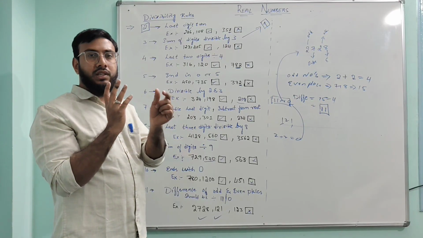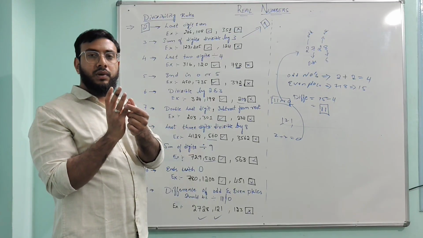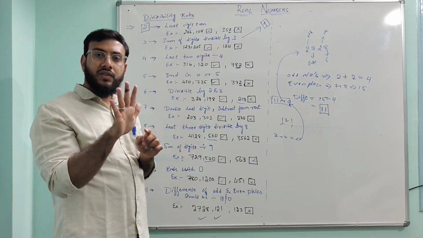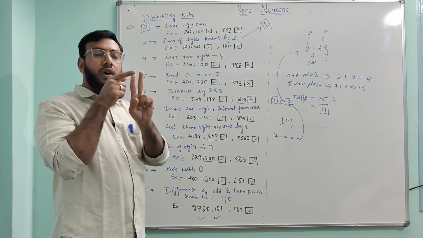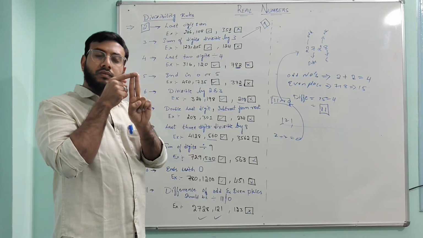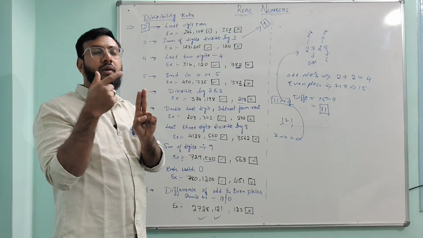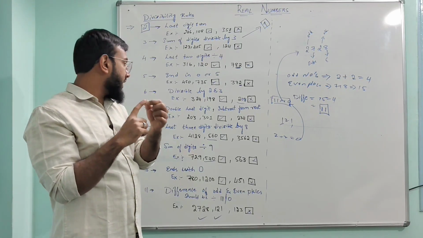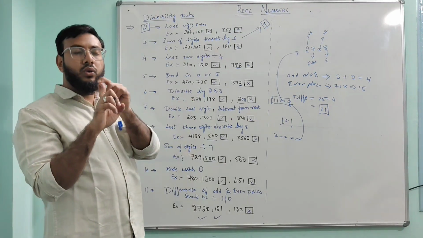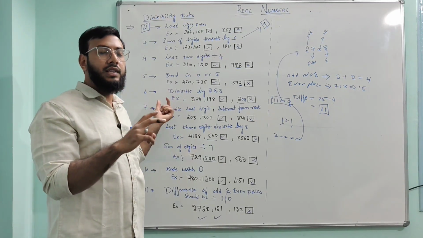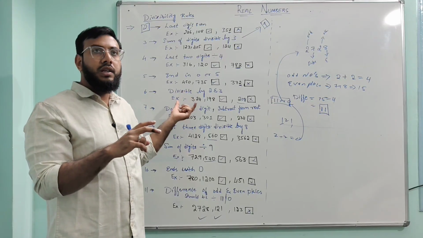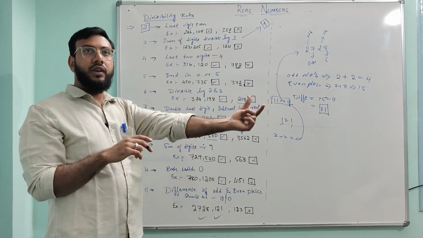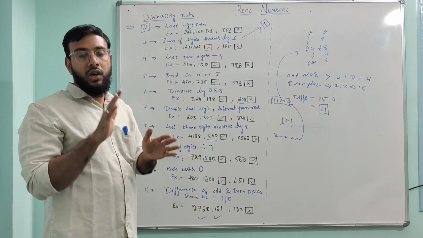For 4, the last 2 digits: if the last 2 digits are divisible by 4, then the whole number is divisible by 4. 5 is very easy. The unit place should have 0 or 5. Then the whole number is said to be divisible by 5. For 6, what is the condition? Divisible by 2 and 3. If both 2 and 3 are satisfied, then we can tell that the given number is divisible by 6. Hope it is clear.